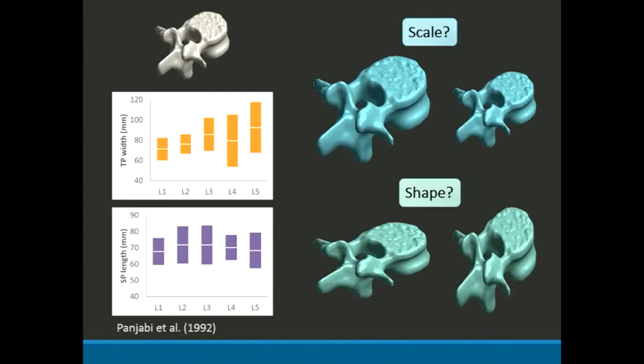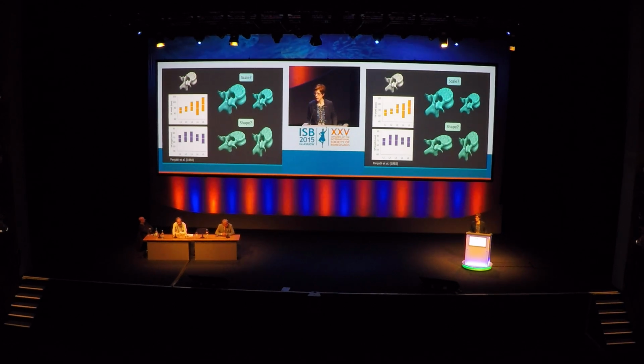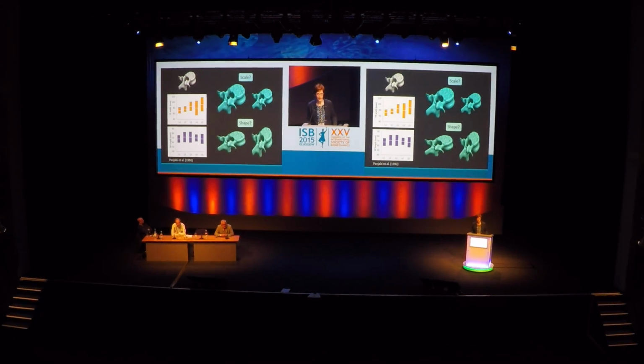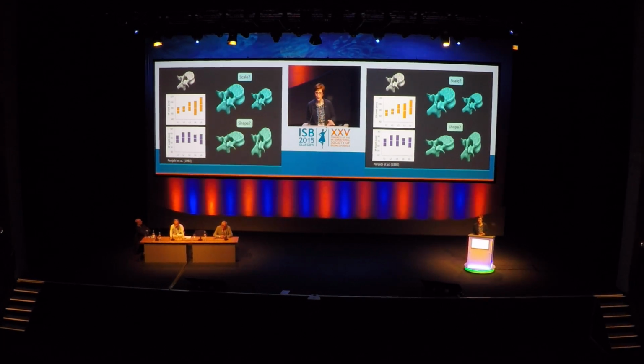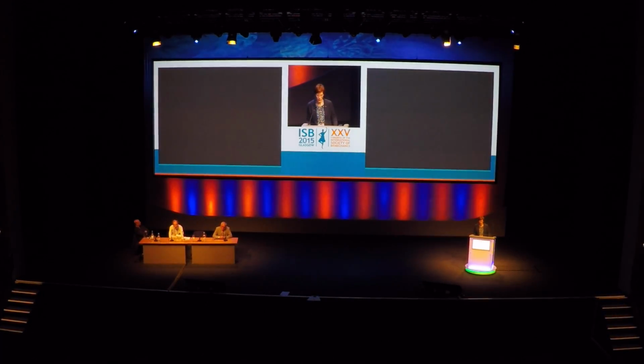Now there's several reasons why this is important. One of the reasons is that if we build some kind of model, say a finite element model, and we want to use that model to explore how varying a parameter affects the biomechanics of the spine, then it's quite important to understand whether other parameters are varying at the same time.